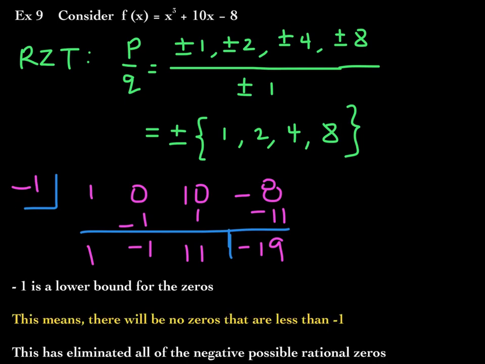All right, folks, I want you to catch what has happened here. Negative 1 is a lower bound for the zeros. Now, what does that mean? It means that there will be no zeros that are less than negative 1. So then eliminate all of the possible rational zeros that are less than -1 from your list. So -1 is gone, -2 is gone, -4 is gone, -8 is gone. Wait a minute. So the boundedness theorem helped me eliminate all of these options.